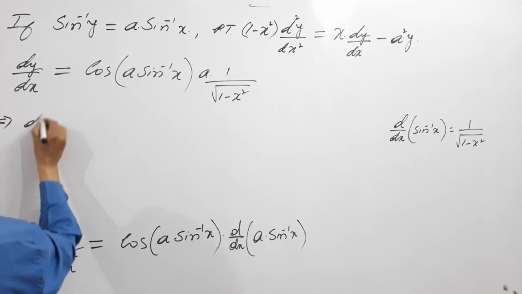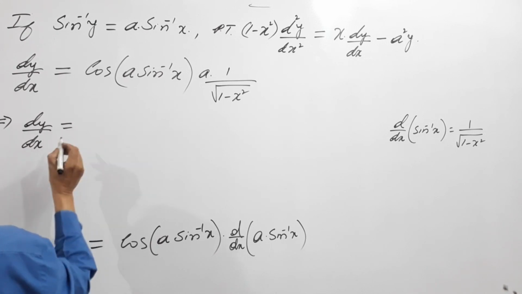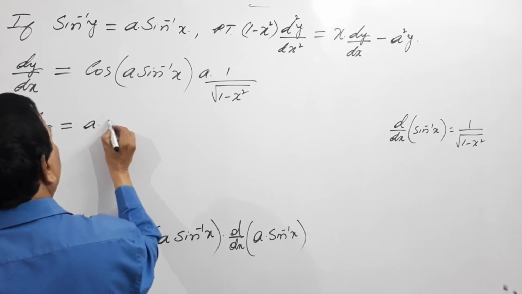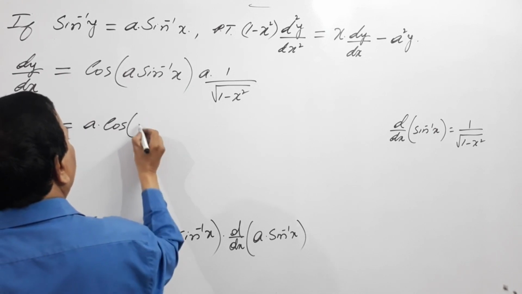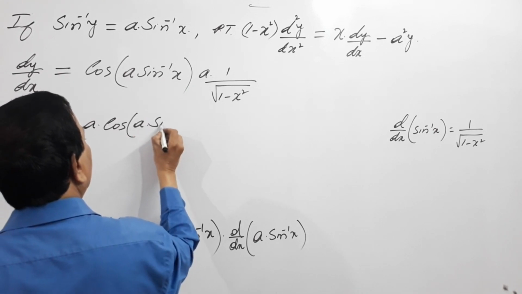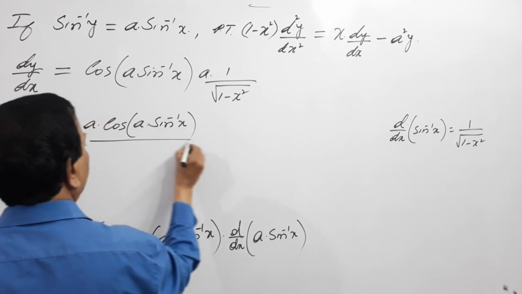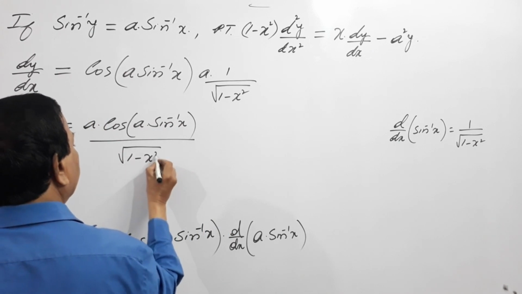That is nothing but dy by dx equals a into cos of a sine inverse x, divided by, this is under the root 1 minus x square.